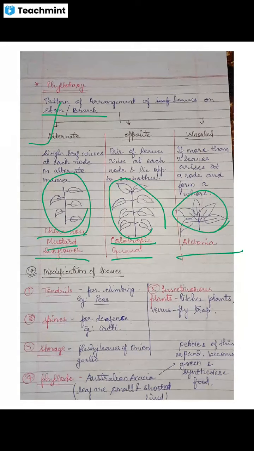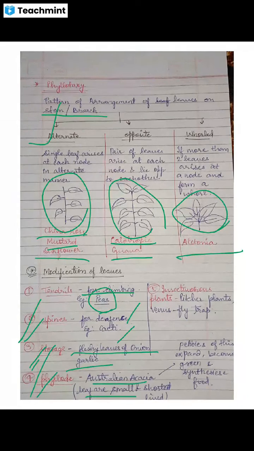Then modification of leaves. In modification of leaves, the tendrils are first. Example is pea, used for climbing. Spines are meant for defense, present in cactus. Storage: the fleshy leaves of onion and garlic. And phyllode in Australian acacia: the leaves are very small and short-lived, and their petioles are expanded and become green and synthesize the food. In this chapter, the main thing is to learn the examples. Thank you.